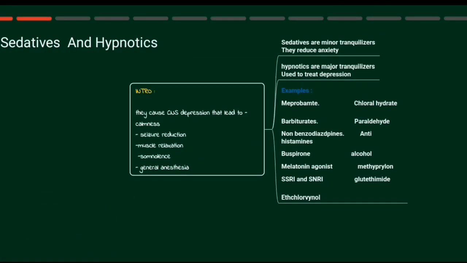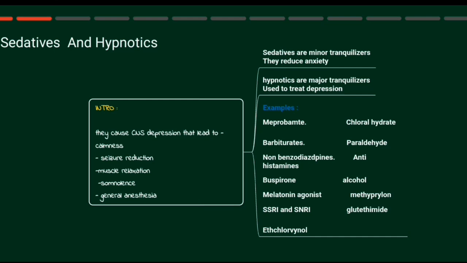Let's go in now. So, they cause CNS depression that leads to calmness. The purpose of these sedative and hypnotics mainly is for seizure reduction, for muscle relaxation, for somnolence, and for general anesthesia. So, know that sedatives are minor tranquilizers that reduce anxiety, while hypnotics are major tranquilizers that treat depression. Examples of drugs here are chloral hydrate, alcohol, antihistamines, buspirone, melatonin agonists, SSRI and SNRIs, barbiturates, meprobamate. Take note of that, guys.